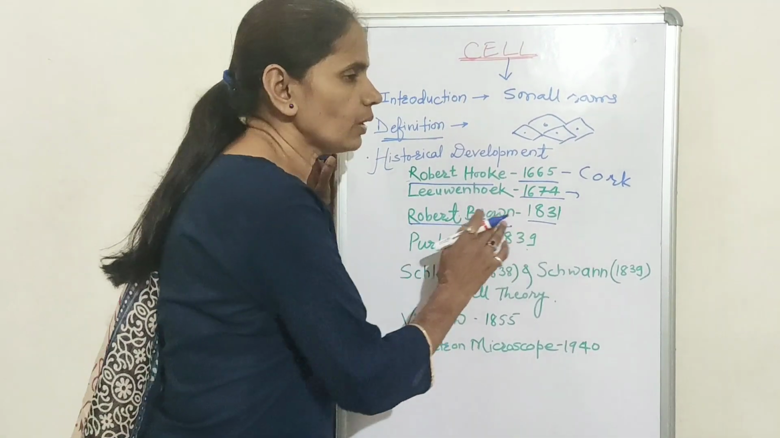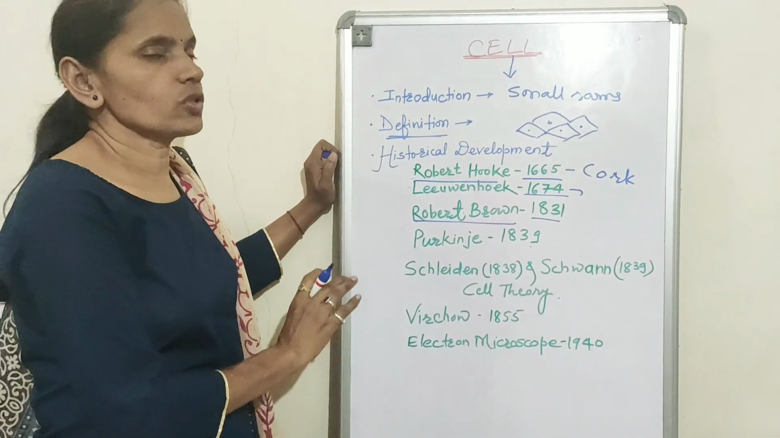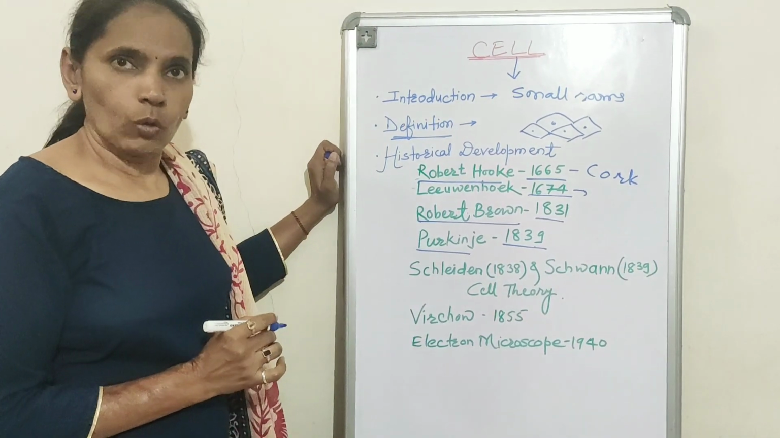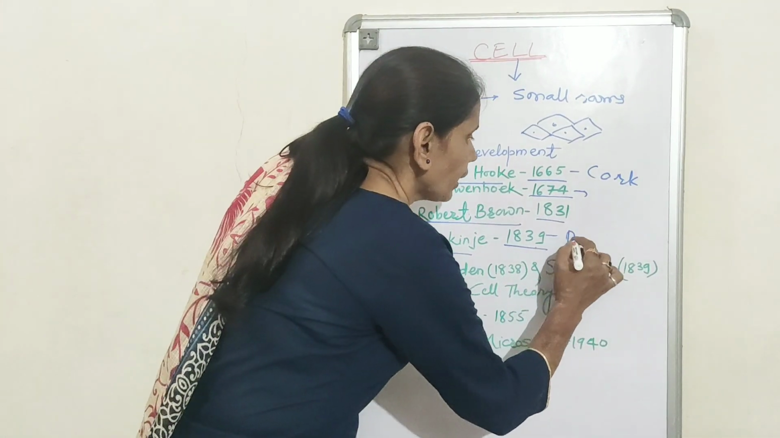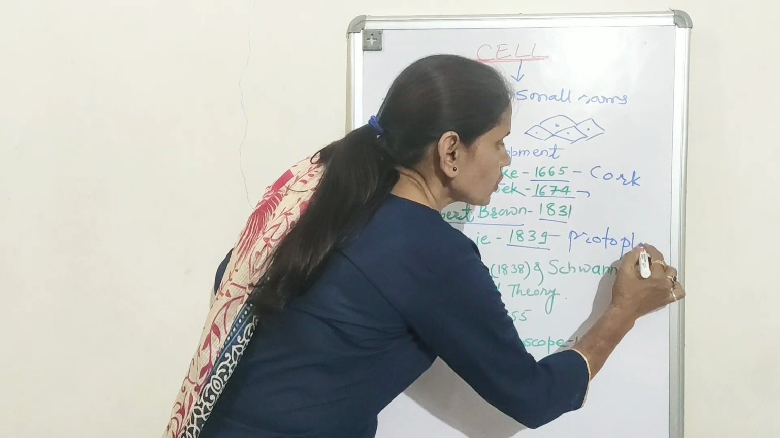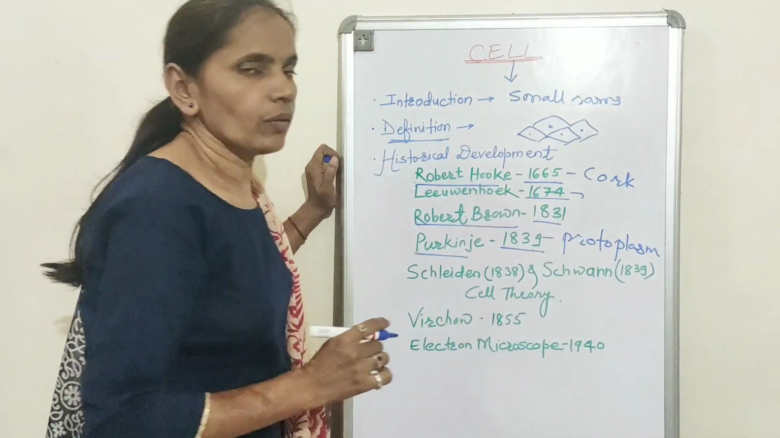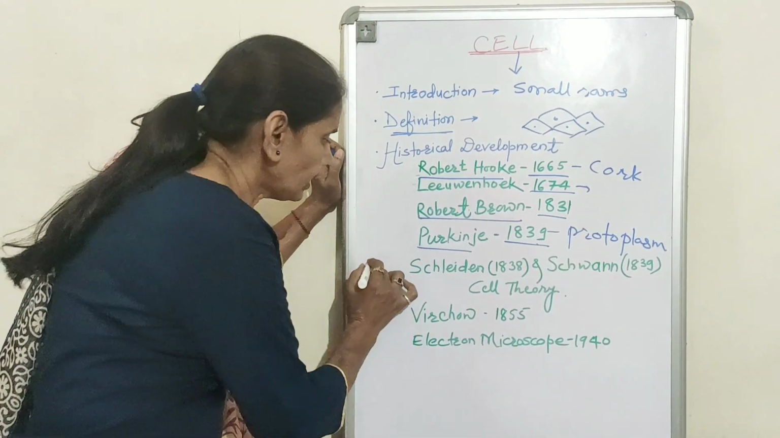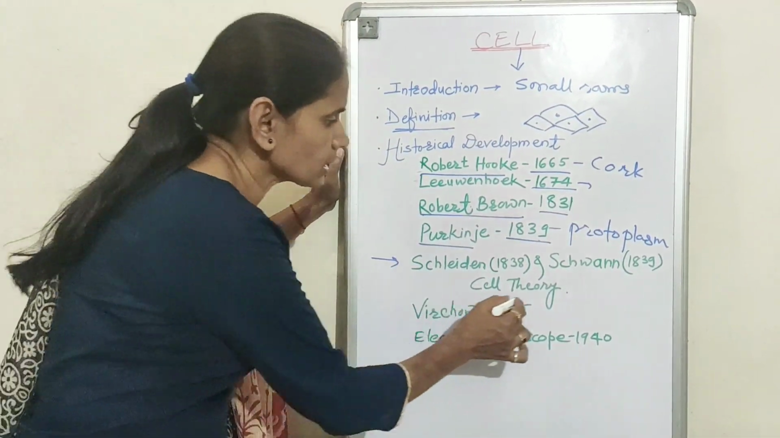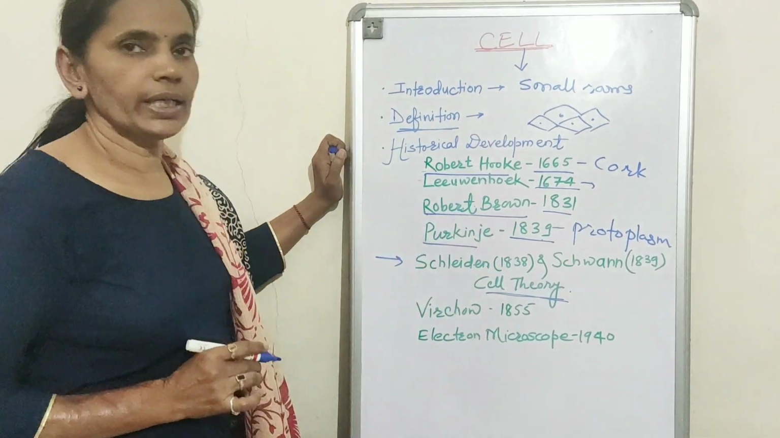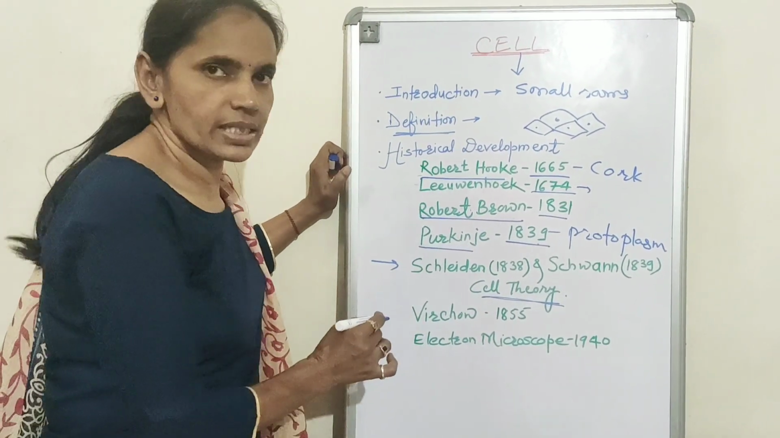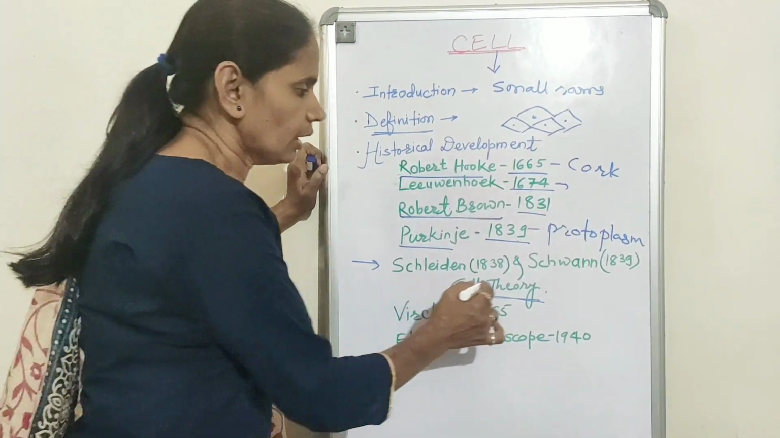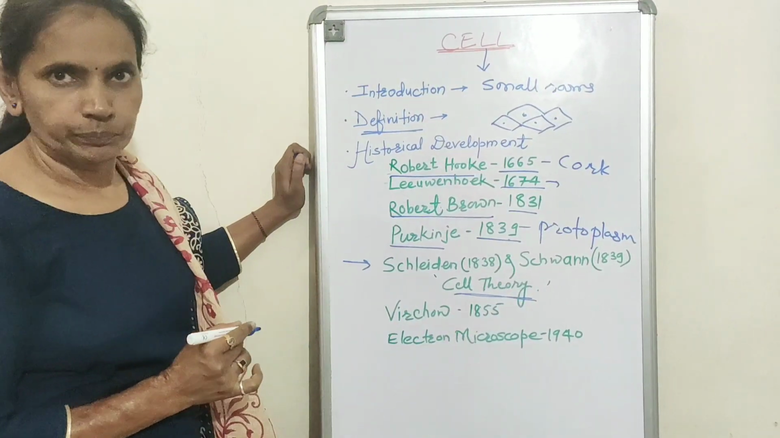According to this discovery, all living cells consist of a nucleus. Purkinje in 1839 coined the term protoplasm. Here the protoplasm refers to the liquid portion present within the cell. The major event in the development of cell biology is the postulation of the cell theory. Two different scientists, Schleiden and Schwann, in 1838-1839, put forth the cell theory.